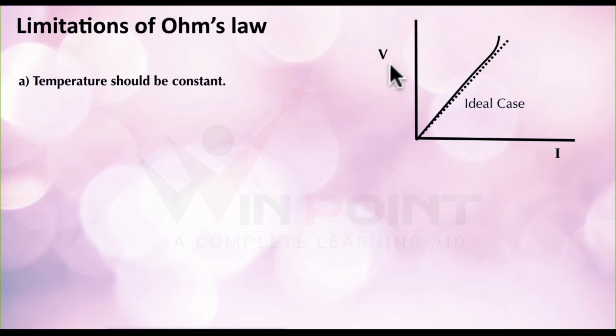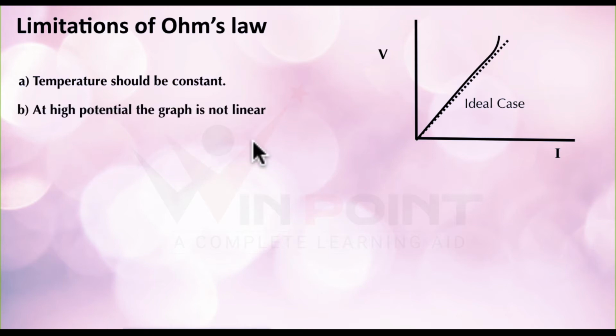When we are using high potential, this is V, high potential, there is no proportional increase in current. At high potential, Ohm's law is showing a bending from the real ideal case. At high potential, the graph is not linear. That's the second limitation.